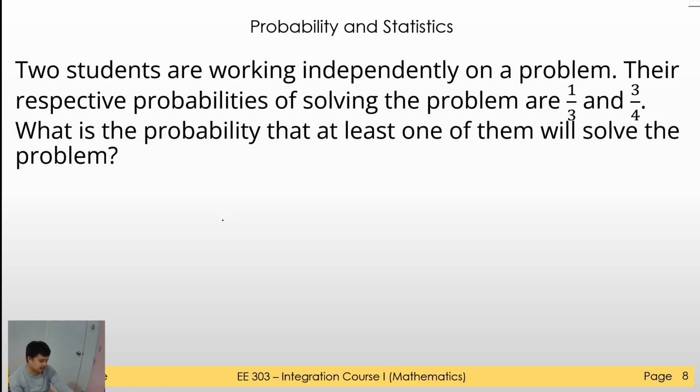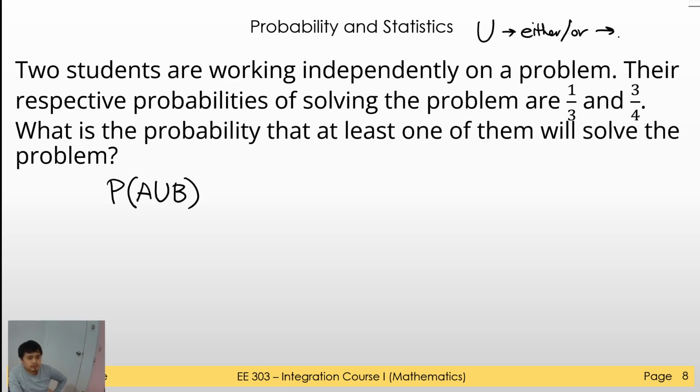Okay, so we have a law in probability wherein we want to figure out the probability of event A or B happening. So we have the union, meaning "or." We call this symbol the cup in mathematics. So U means either-or, and usually we incorporate this by adding.